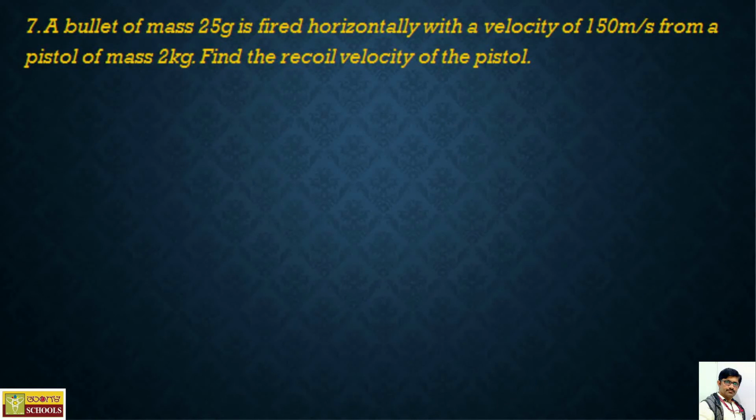So the next problem: a bullet of mass 25 gram is fired horizontally with a velocity of 150 meter per second from a pistol of mass 2 kilogram. A bullet of mass 25 gram, fired horizontally with a velocity of 150 meter per second, and the pistol having the mass of 2 kilogram. Find the recoil velocity of the pistol. So you need to find out the recoil velocity.